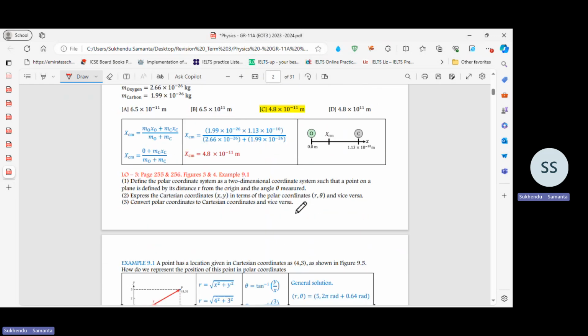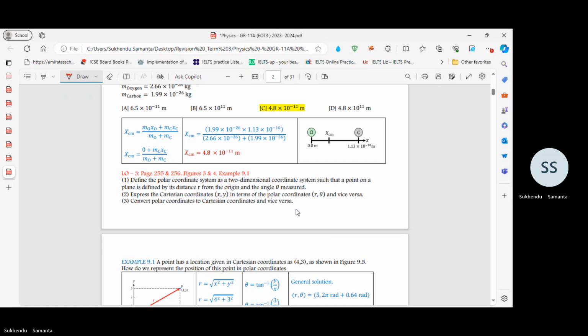Next, they have given another question where you have to calculate the center of mass. Now, remember, sometimes they can ask you the opposite way: the center of mass is given and you have to calculate the coordinate. If you have a calculator, you can use it directly to do the reverse.